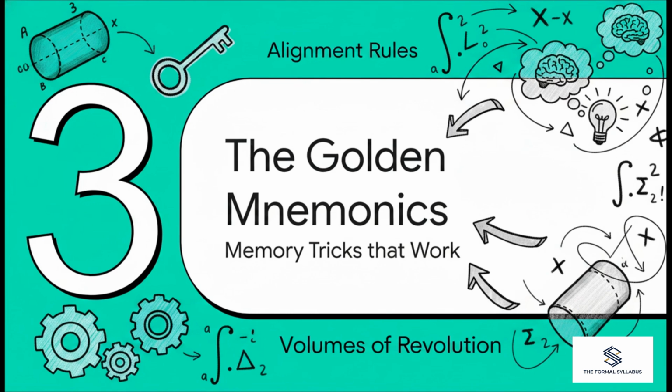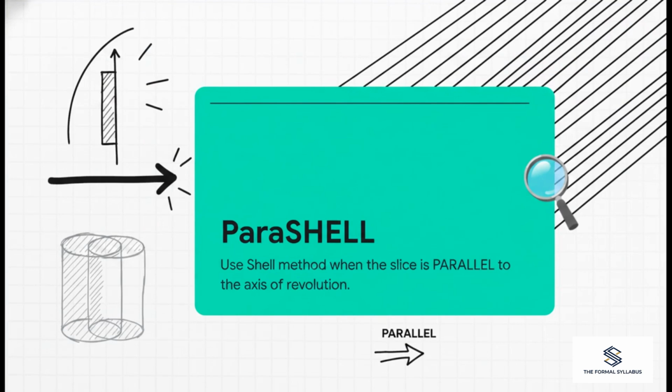Section 3, the golden mnemonics. All right, let's move to a massive turning point that is going to permanently lock these alignment rules into your brain. Okay, the crucial point here is this totally brilliant mnemonic, para-shell. When you draw your little representative slice in your 2D region, check its orientation. If the long side of that geometric slice runs completely parallel to your axis of rotation, you must think para-shell. A parallel slice means the shell method is your absolute go-to.